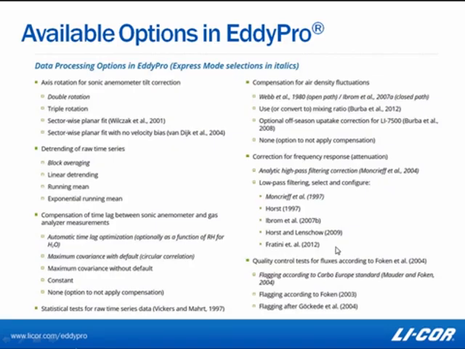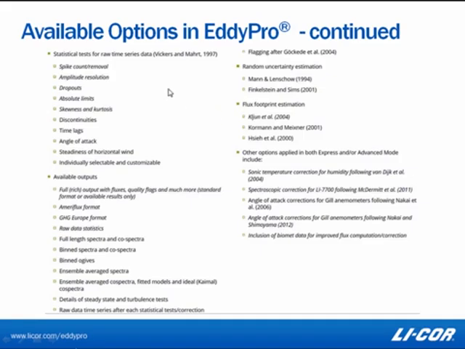And here's another slide that shows more of the options available. For example, for a statistical test, you can customize how the spike count is done or how spikes are removed from your time series data. You have an option of multiple outputs. You have the option of calculating random uncertainty. You have the option of calculating a one-dimensional footprint. So these are all the options that are available in EddyPro.